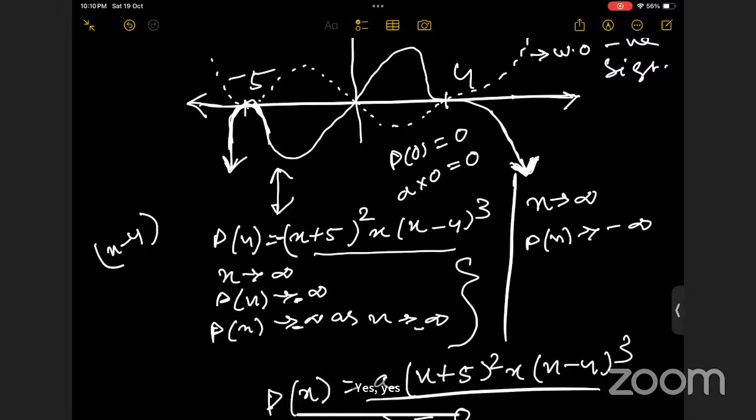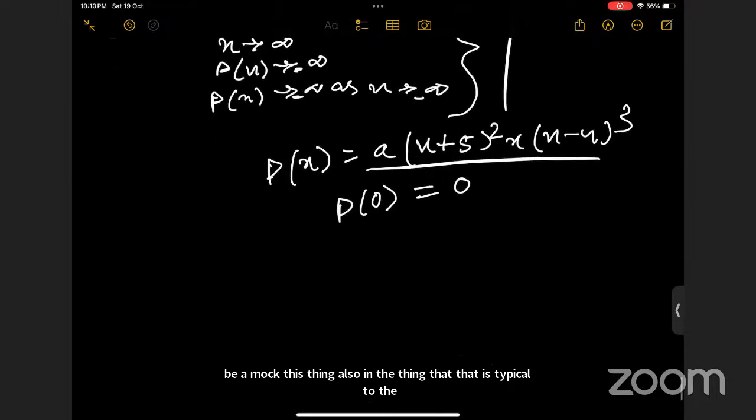Also, for people who are not aware, there will be a mock for the final exam, the quiz one.